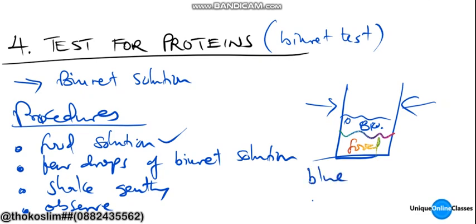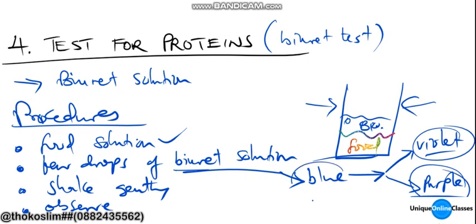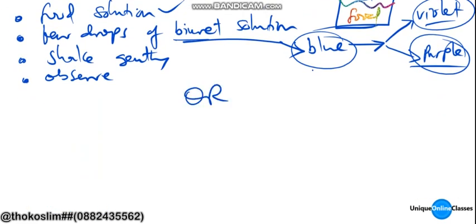The color should change from blue to violet or purple. Biuret solution is blue in color, but in the presence of proteins, the color changes to violet or purple. But if the color does not change and stays blue like that, it means the food sample does not contain proteins. So that's the thing. The other method, in some books, I remember we're supposed to have our food solution.